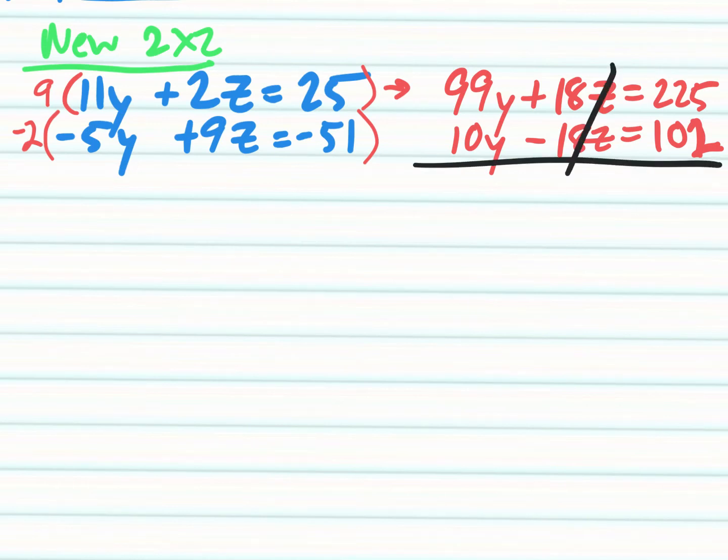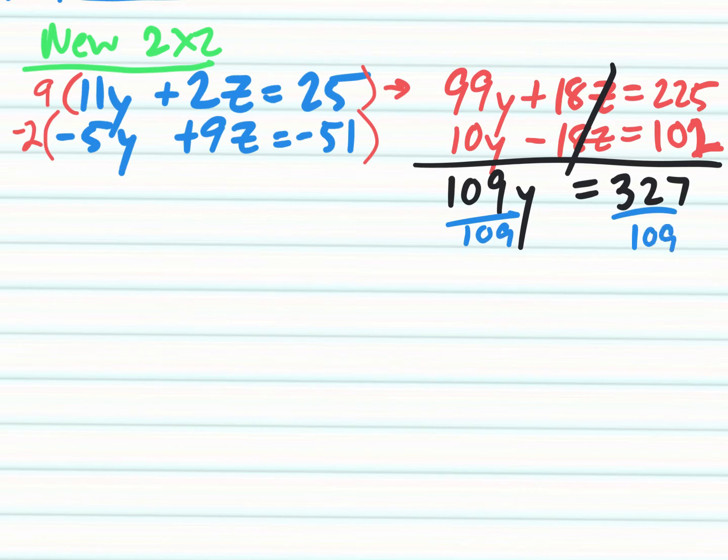The z's cancel. We end up with 109y equals, dang, 327. That is ugly. I really, really hope that when we divide by 109, we get something nice. Do we? Yeah. 3. Thank goodness. y equals 3. Now, if I would have gotten a crazy decimal, I'd probably go back and check my work. But since it did end up being a nice, beautiful number 3, that's great.